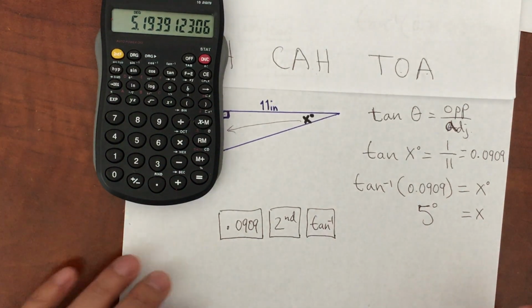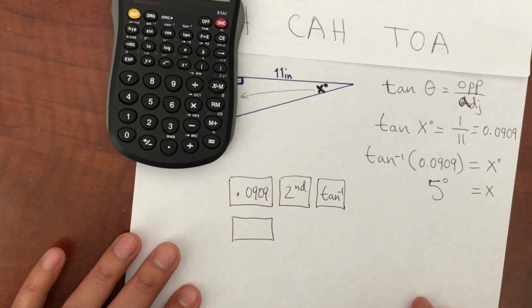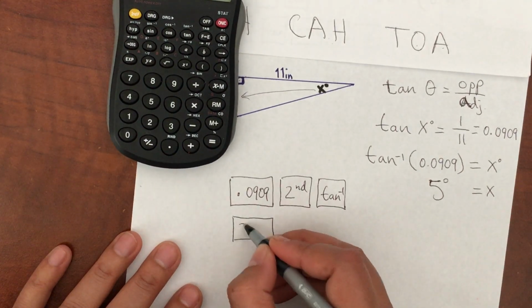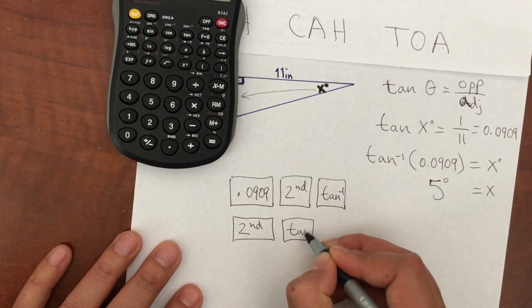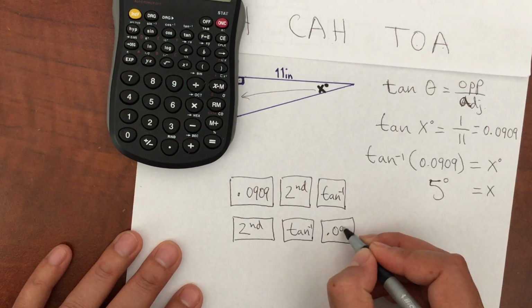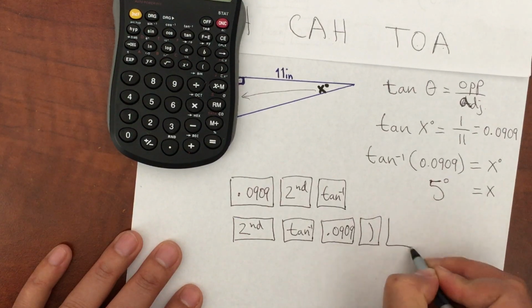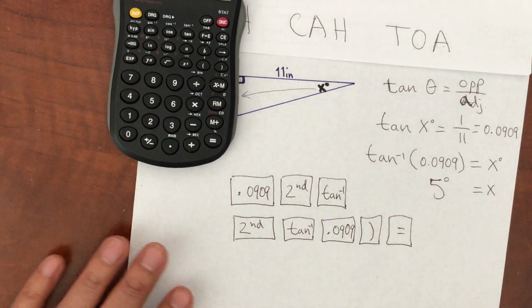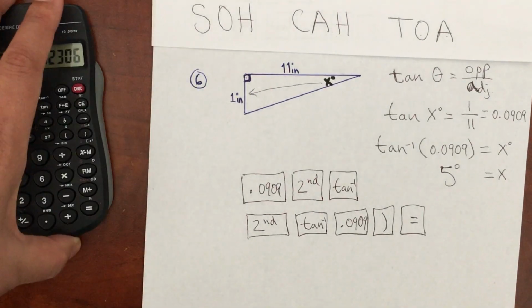You are able to work now on 6.5, but let me give you this: if you have the other calculator, you're going to press second, inverse of tan of 0.0909, close parentheses, and equal. And so now you can have fun with SOHCAHTOA.